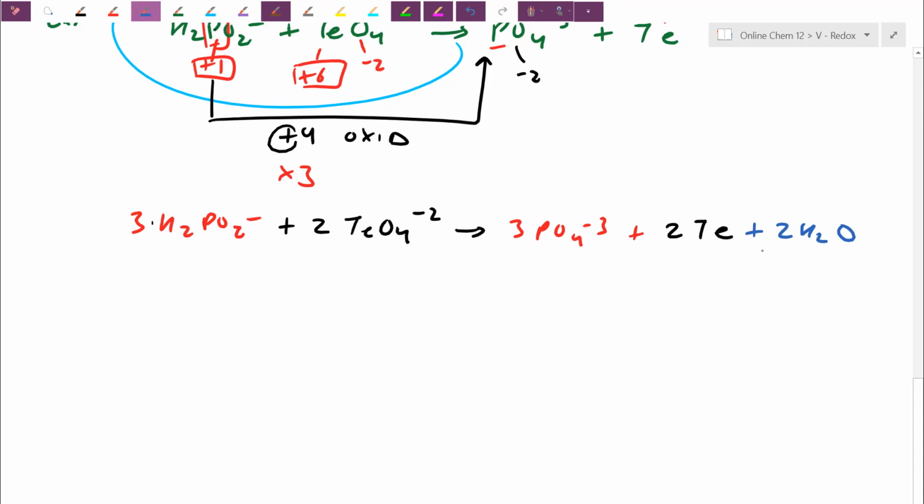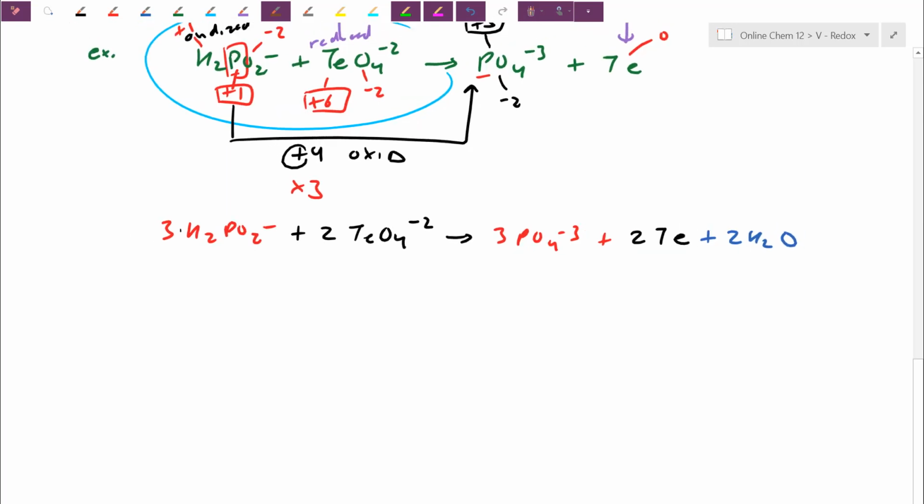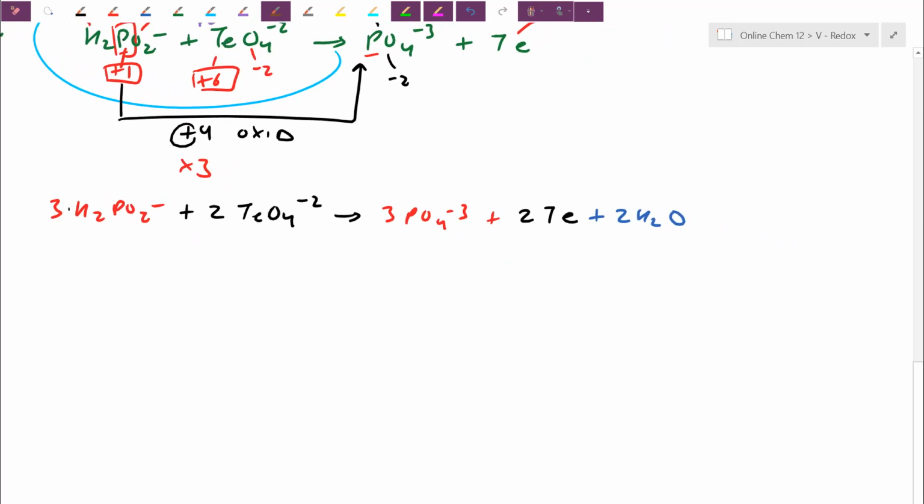I have 2 times 2, so 4 H's. In this case here, I have no H's yet, so 3 times 2, I have 6 H's. 6 H's and 4 H's. Again, here's an example where, oh, I added water to one side. Actually, I still need more H's, because this one here had so many H's, I need to add 2 H+.